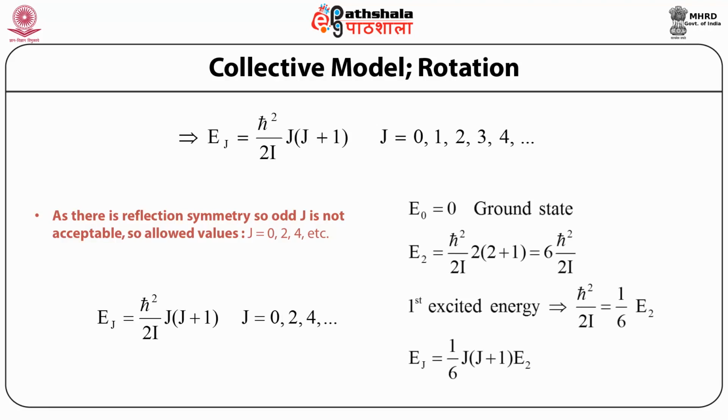E0 is the ground state, E2 is the first excited state, much higher in energy, and is given by h bar square by 2I, 2 into 2 plus 1, that is 6 h bar square by 2I. So h bar square by 2I is equal to 1 by 6 E2, and then E_j is equal to 1 by 6 j into j plus 1 E2.